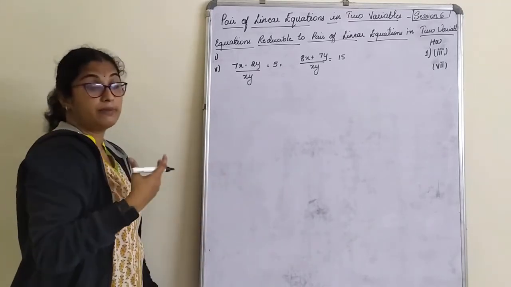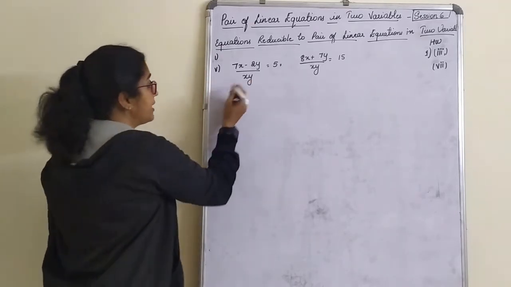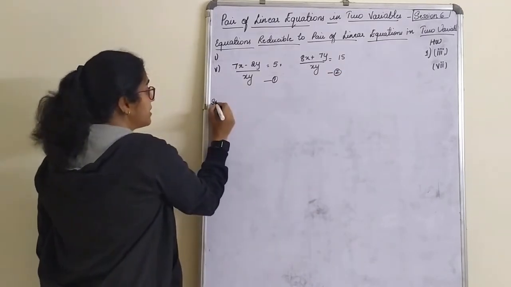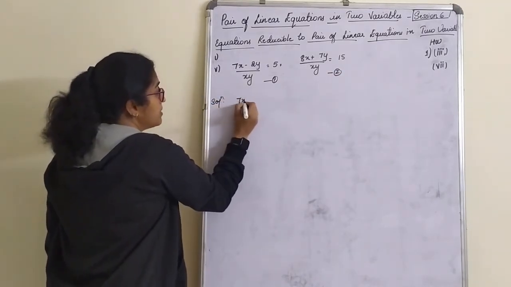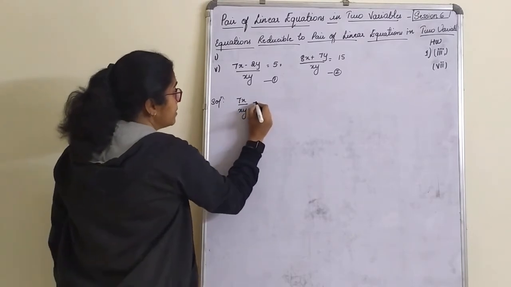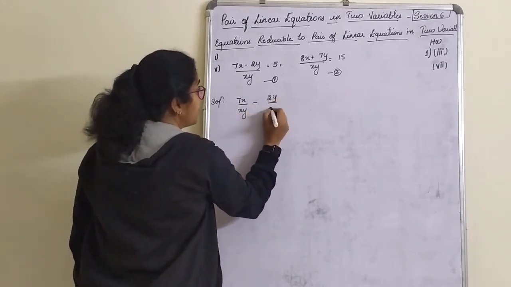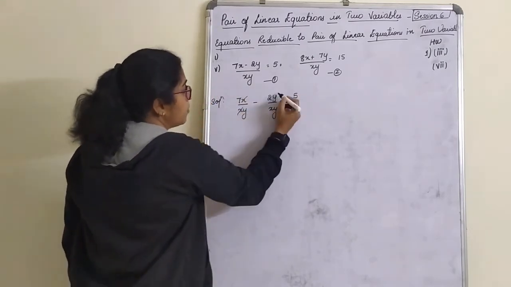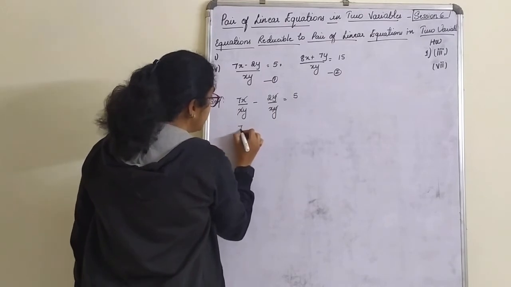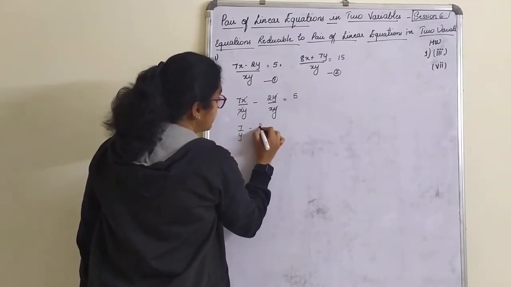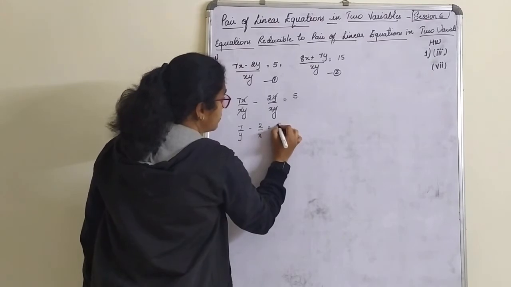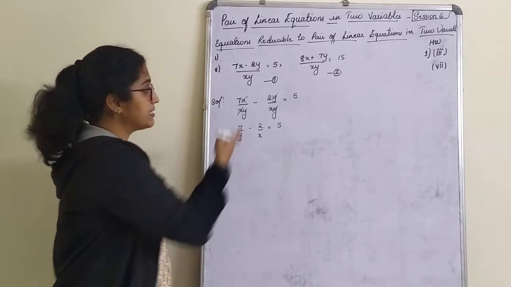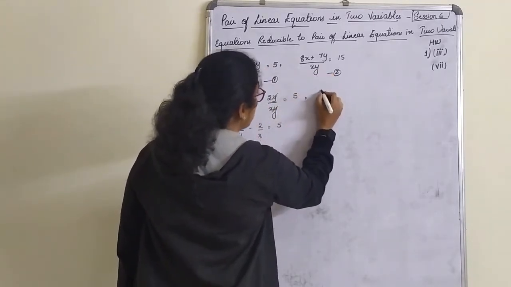Let us split the denominators for each fraction. This is your original equation 1 and 2 given. I will write this as 7x upon xy minus 2y upon xy is equal to 5. x and x will go, y and y will go. What will remain? 7 upon y minus 2 upon x is equal to 5. Is this equation reducible to a pair of linear equations form again? Yes.